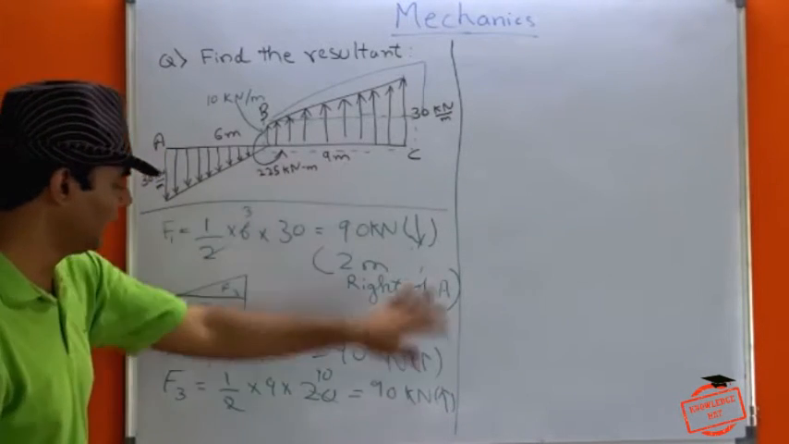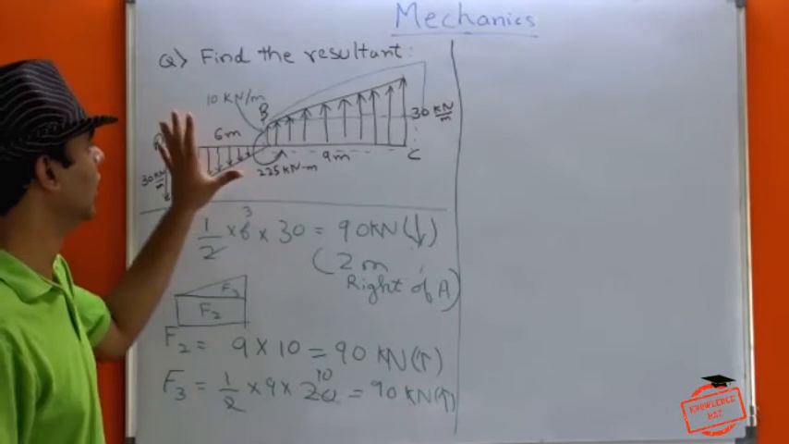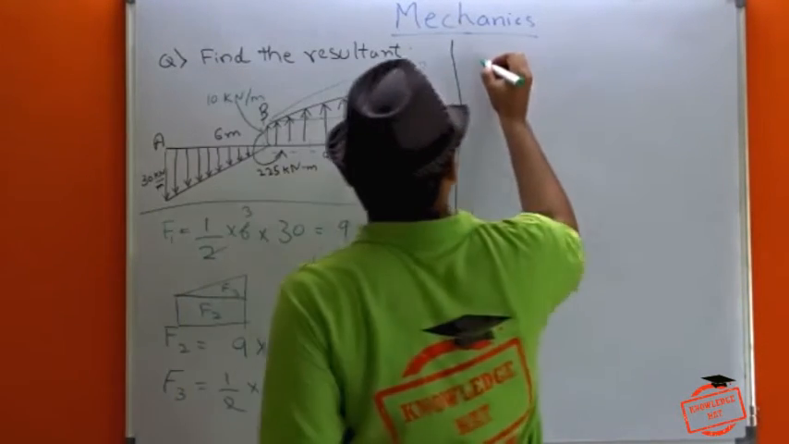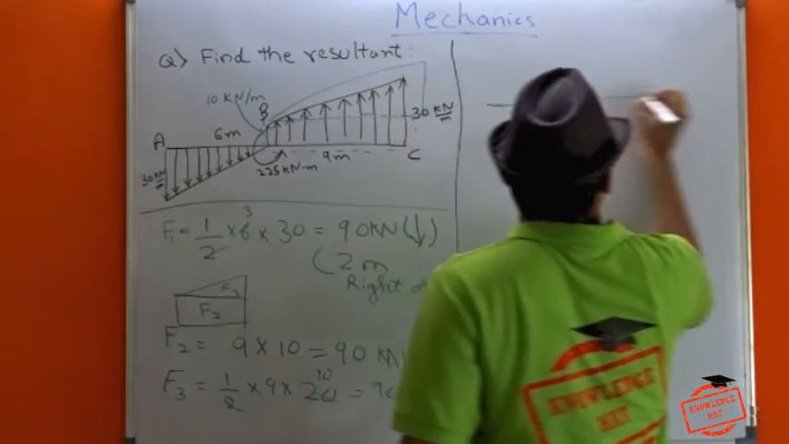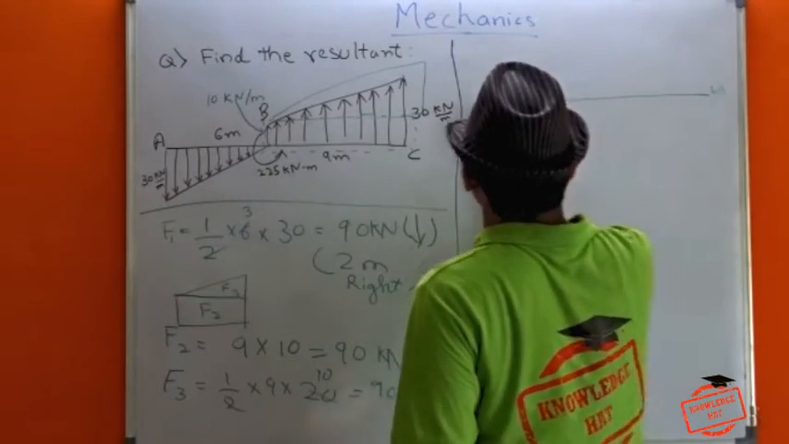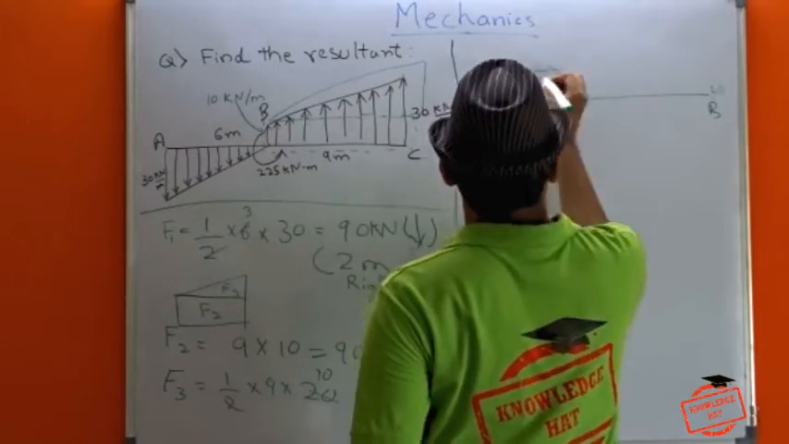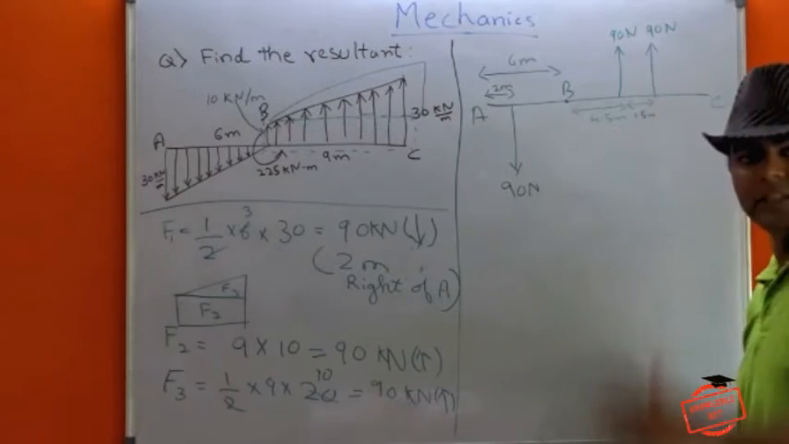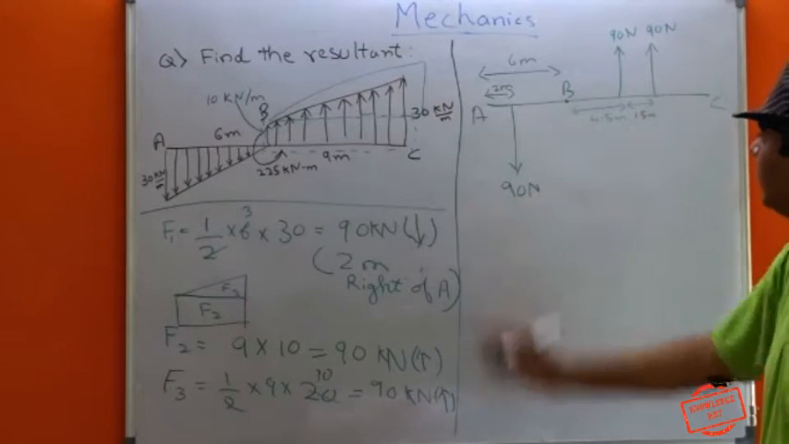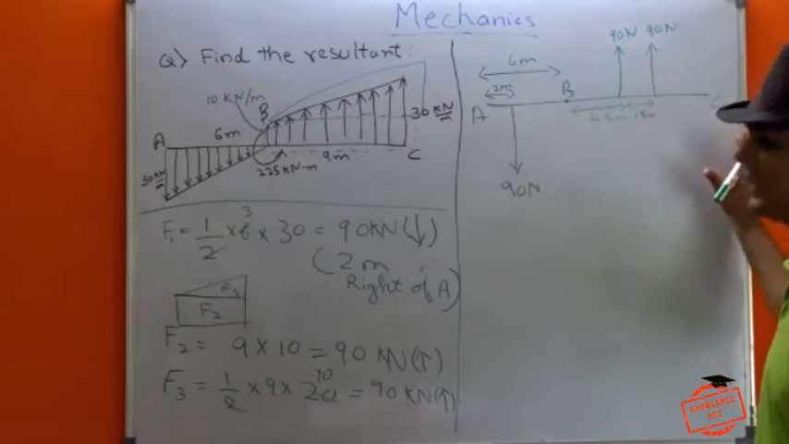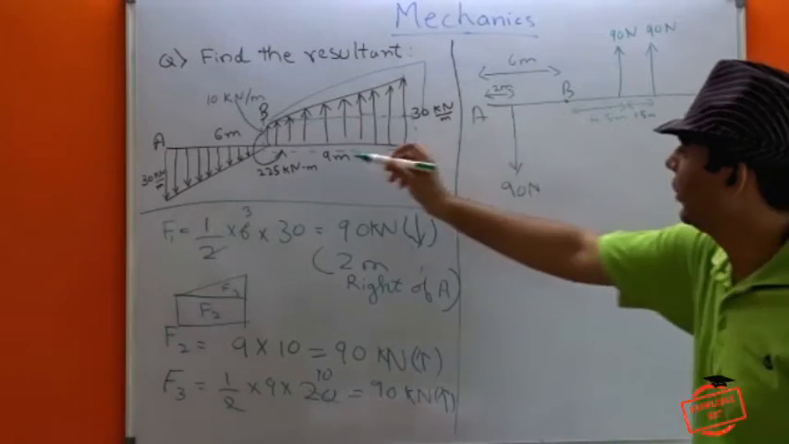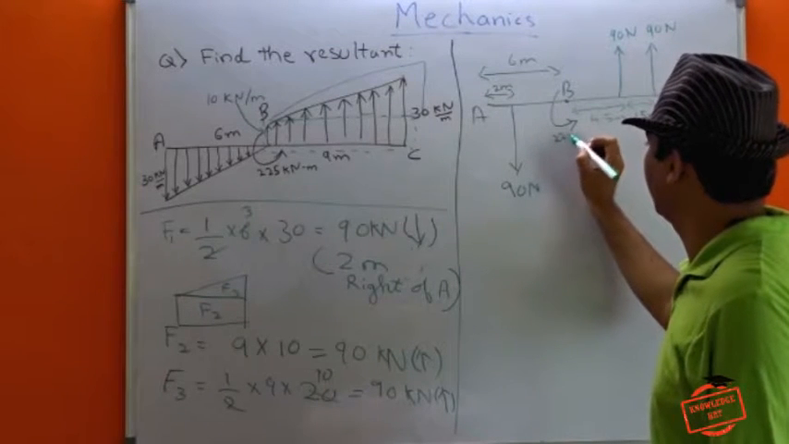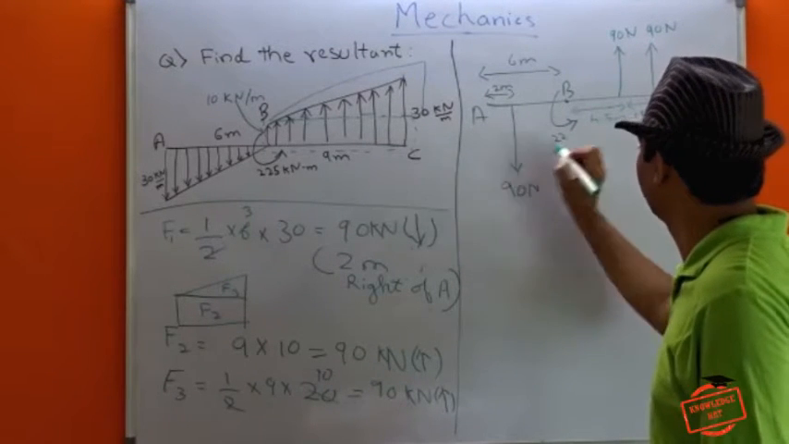So now we have a simplified version of this complicated diagram. So the simplified diagram would be something like this. There are no forces acting in x direction. What we also have at point B is a moment of 225 kilonewton meter.